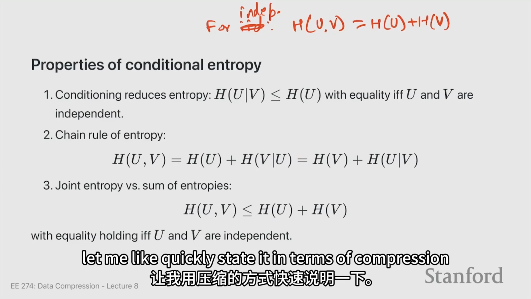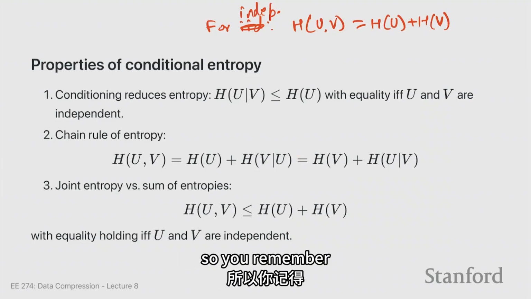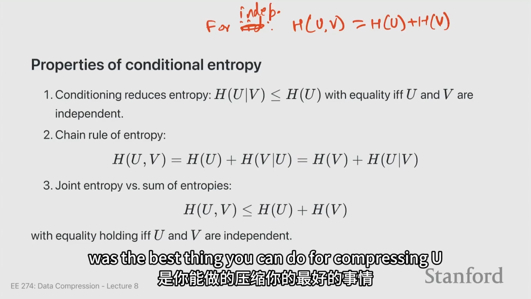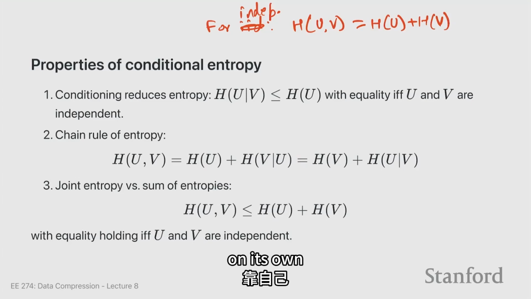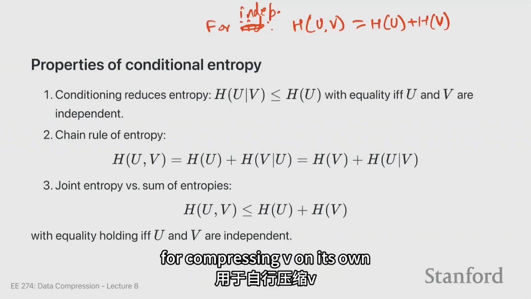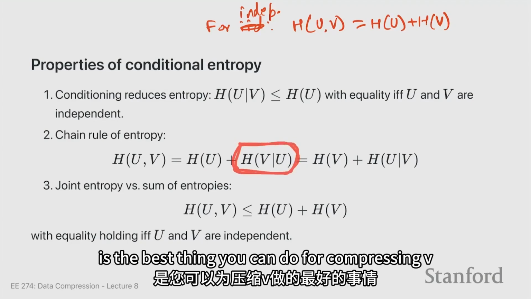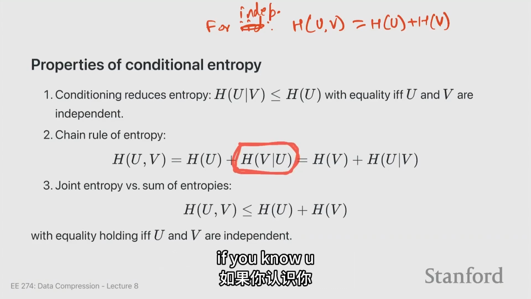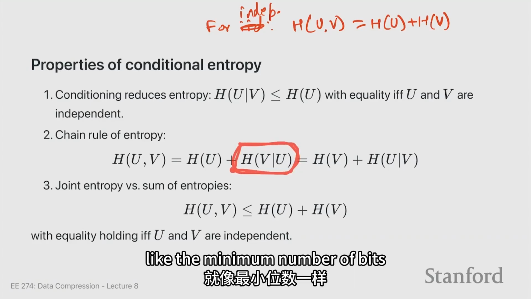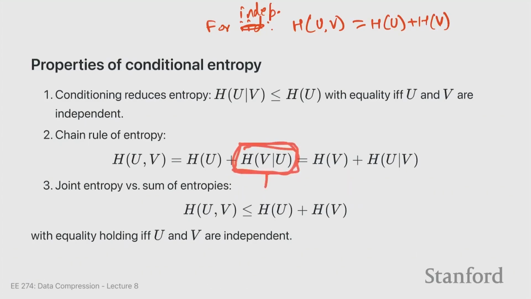Let me quickly state it in terms of compression, because that's the class we are in. You remember H(U) was the best thing you can do for compressing U on its own. H(V) was the best thing you could do for compressing V on its own. And H(V given U) is the best thing you can do for compressing V if you know U. So this is the minimum number of bits you can use to compress V if you knew U, right?